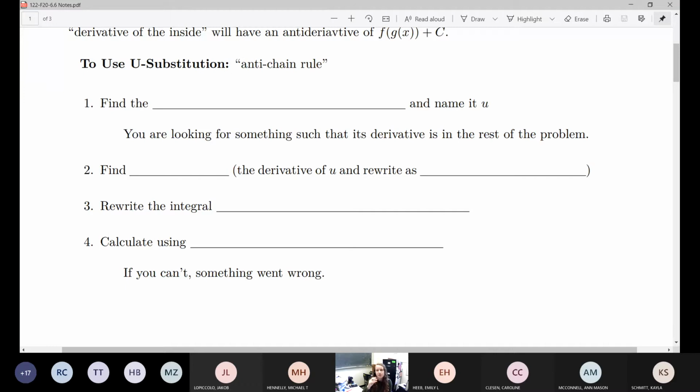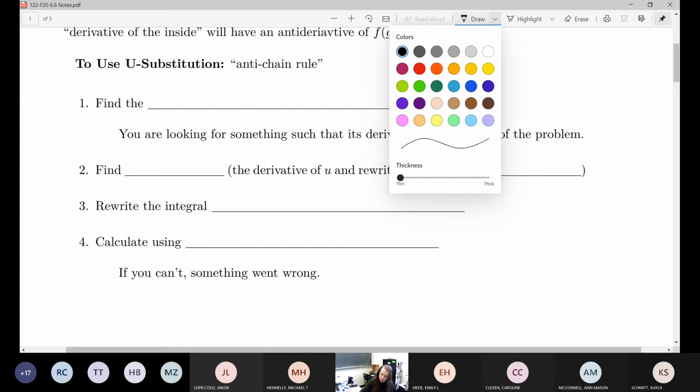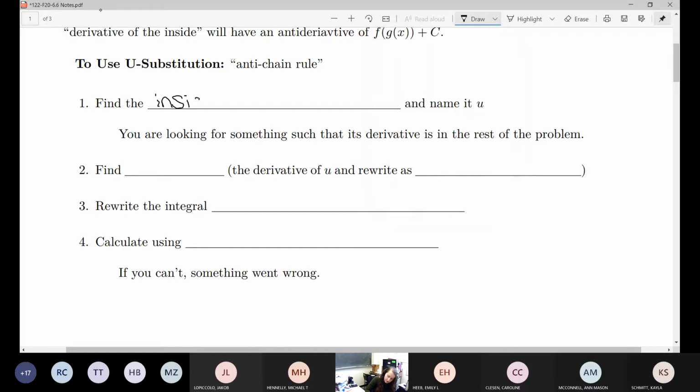So essentially what we're going to do is find that inside function. Remember we were talking about inside and outside functions way back when. So we need to find the inside function, and we're going to name it U. We're actually going to say let U be something. Essentially we're looking for something such that its derivative is the rest of the problem. That's the crux of trying to find the U. I'm going to give you some tips for finding that U value in a little bit, but that's what you're looking for: something such that its derivative is still in the problem. That might make more sense when we get to an example in a second.